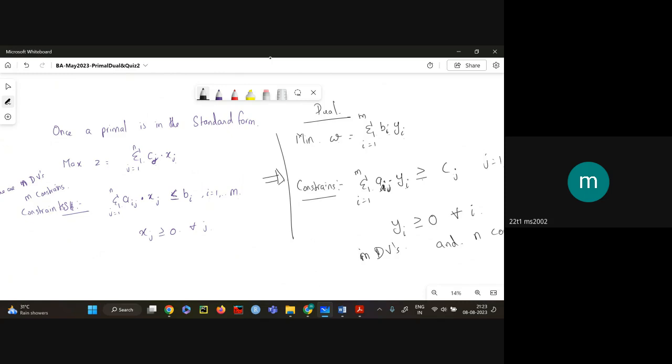Since my variables must be greater than or equal to 0, that does not change. Here it was for j variables. Here it is going to be for i variables. So this is the dual formulation for a primal, the brute force method to solve it. Any questions?